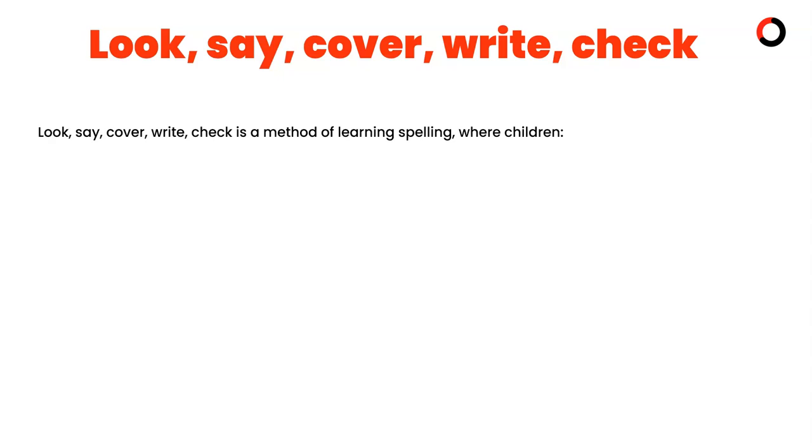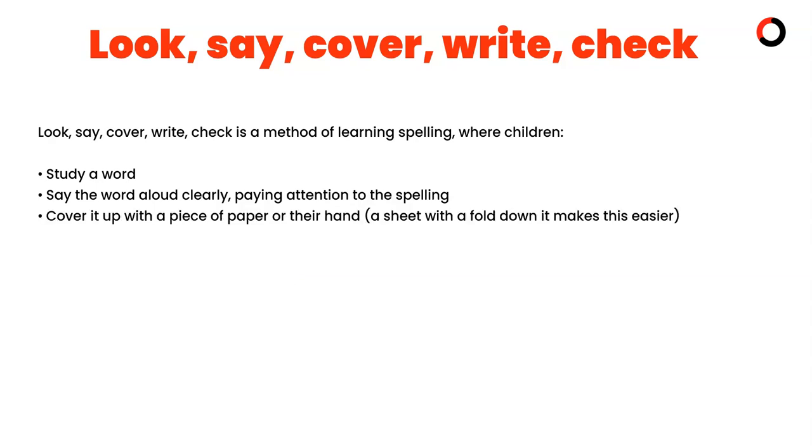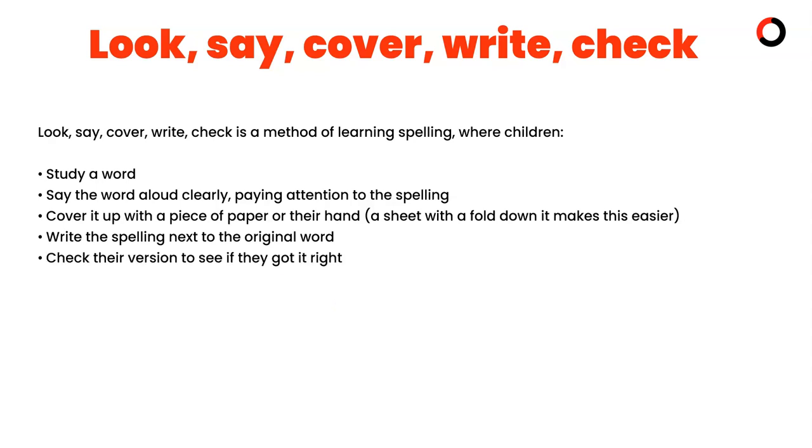So let's have one more quick look at the strategy. So the look, say, cover, write, check is a method for learning spelling where children study a word, say the word aloud clearly, paying attention to the spelling, cover it up with a piece of paper or by their hand. A sheet with a fold down makes it easier, so we include a template in the resource folder. Write the spelling next to the original word, check their version to see if they've got it right, then finally write the correct spelling again if this is necessary.